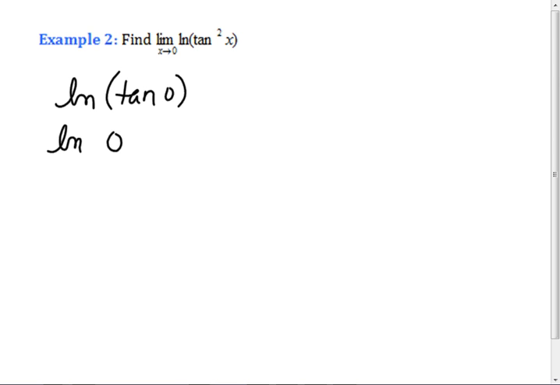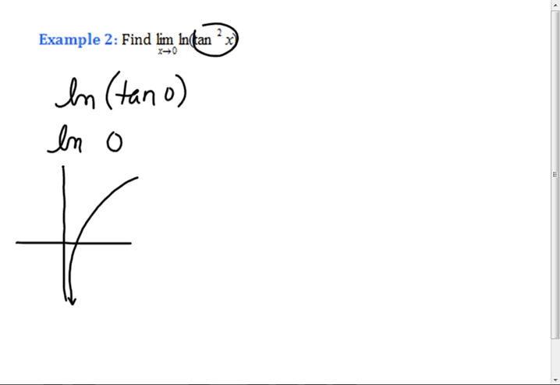And the log of 0 can only come from one direction. Just did it. Remember, this is just a number. It's just a number. By the way, it's tangent squared. So it's the log of it. What's it going towards?